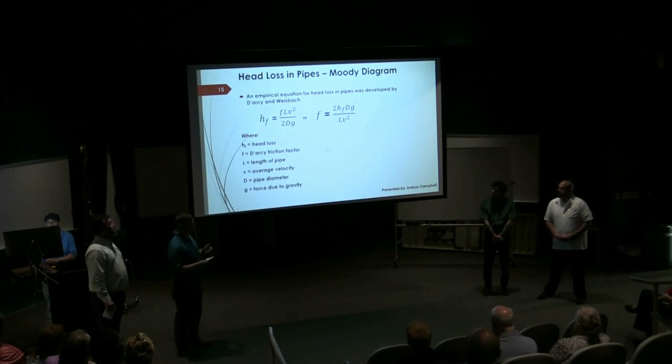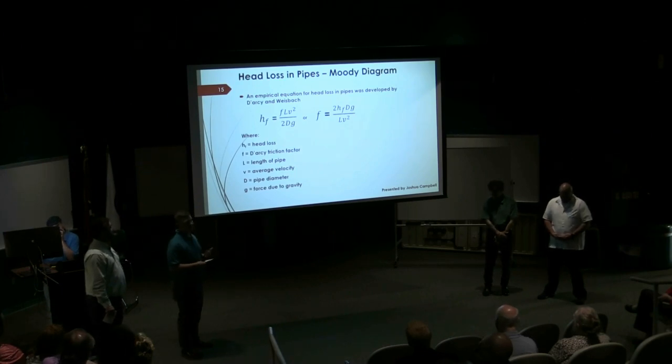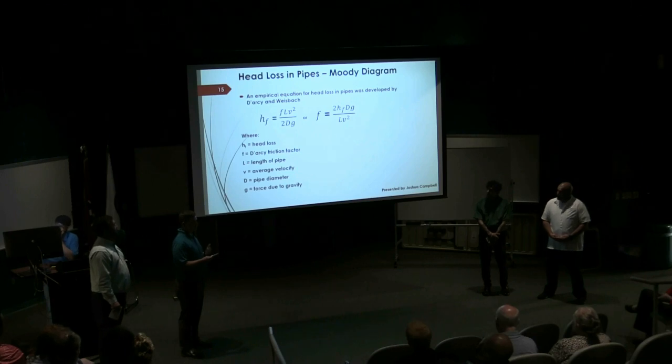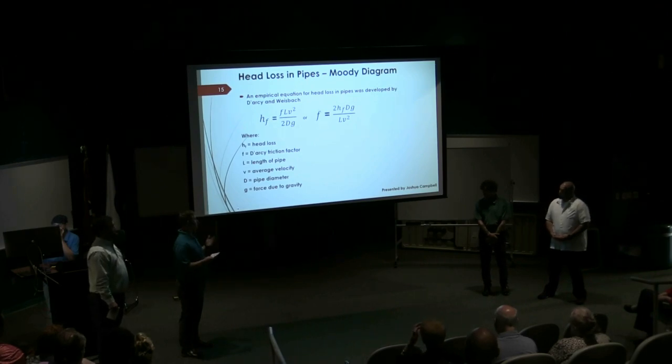Now, head loss in pipes, more specifically looking at the Moody diagram. The first type of friction loss we're going to talk about is head loss in straight pipes. Darcy and Weisbach developed an empirical expression for head loss in pipes. The overall head loss in the pipes is going to equal some Darcy friction factor, and we can rearrange this equation to solve for f, the Darcy friction factor.